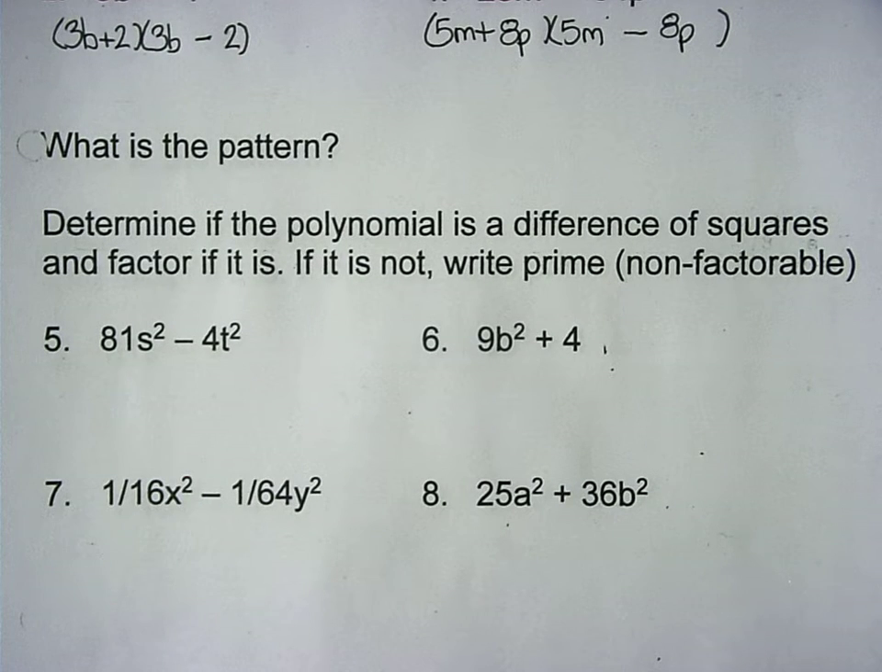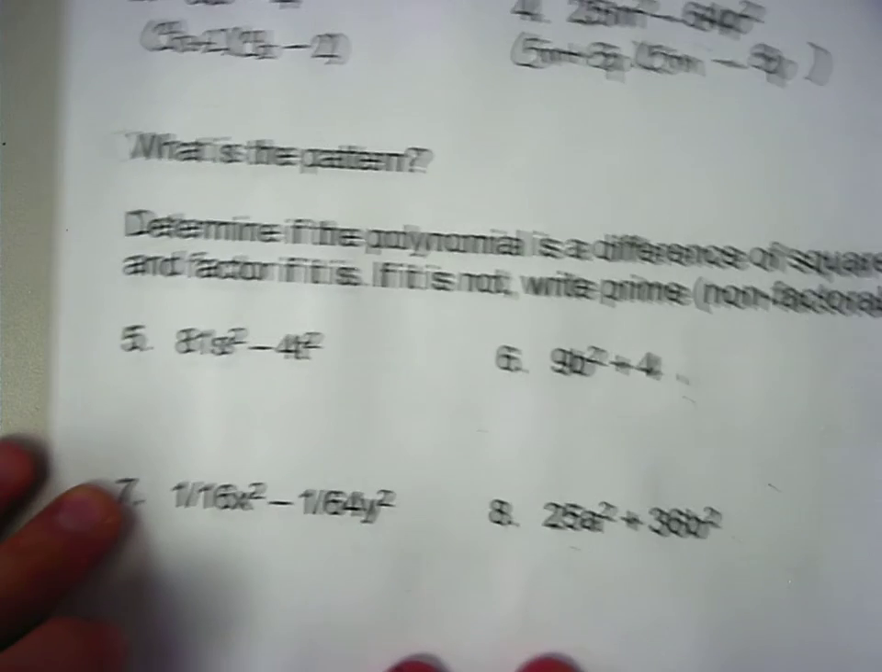Now, after we've learned how to use the process, we need to know how to determine if a polynomial is a difference of squares and factor if it is. If it's not a difference of squares, then we just write prime because it's not factorable. So let's begin with number 5.